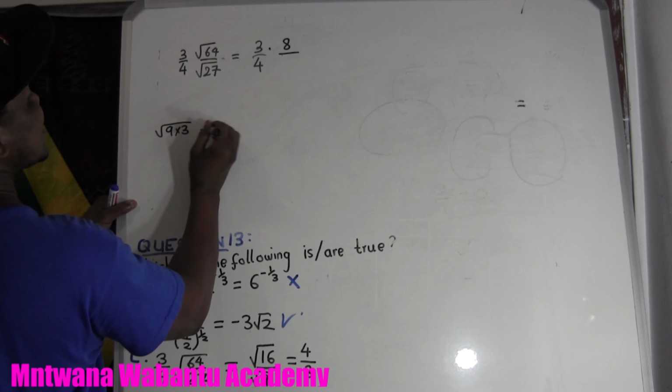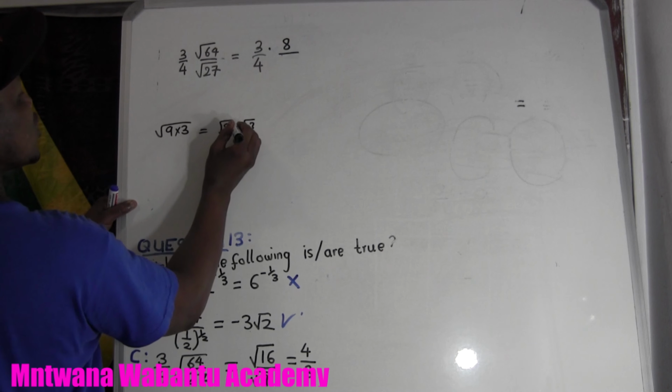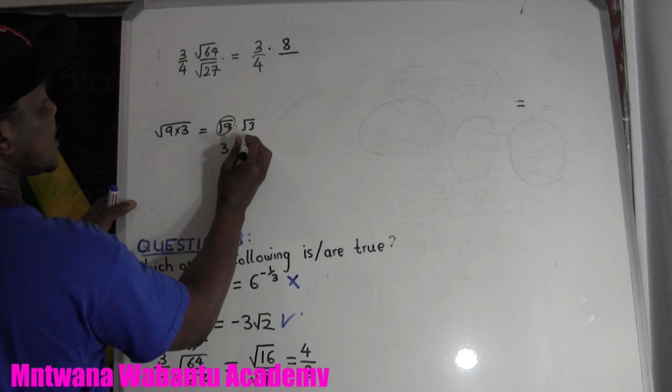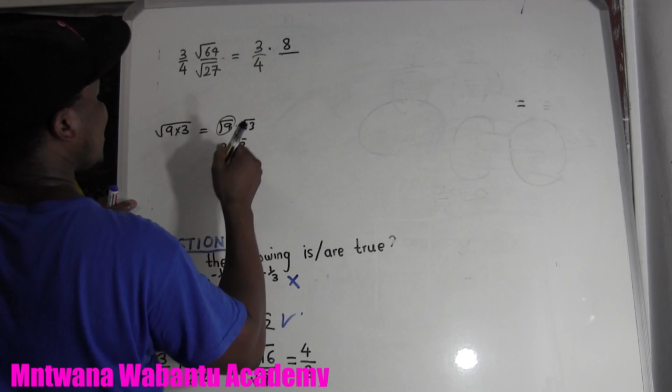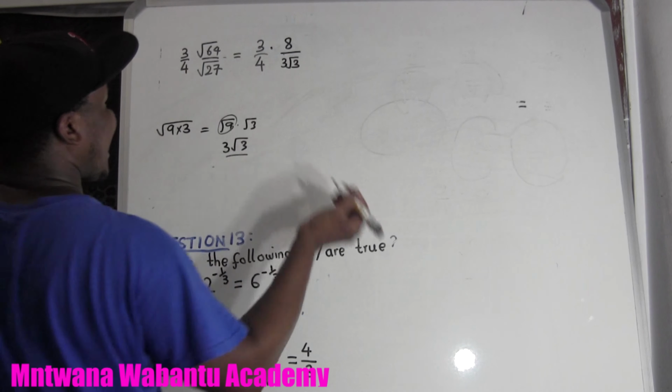But then I can separate this. I can say square root of 9, and then I can say square root of 3 is acceptable. So when you square root 9, you get 3, and then we still have square root of 3. So instead of writing 27, I can write here 3 square root of 3. But I can simplify here.